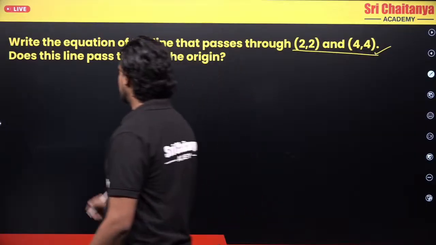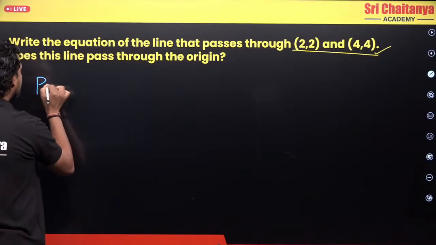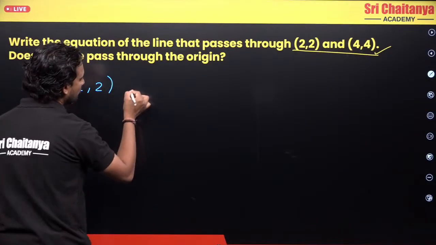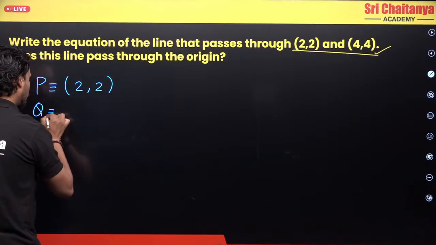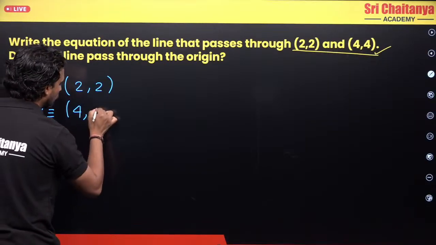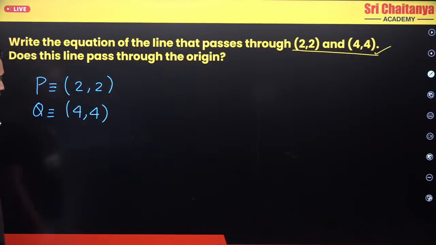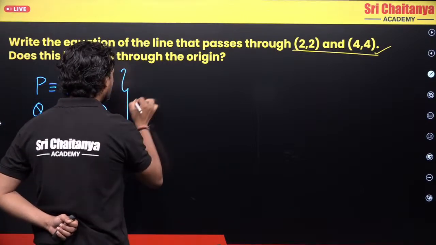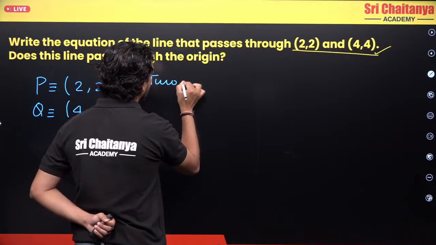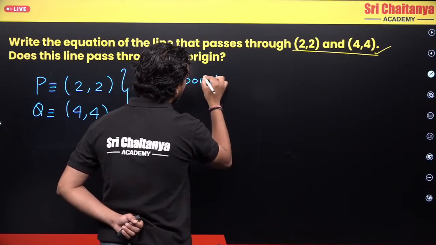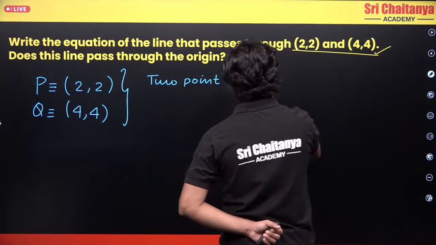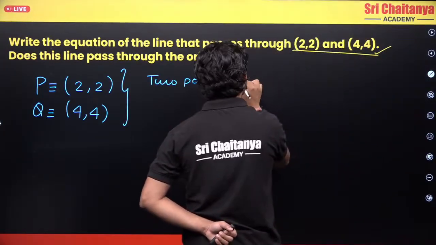Let's first write the conditions that my line passes through P, and that point P is 2, 2, and it also passes through some point Q, and the value of that Q is 4, 4. So I have these 2 points. Since my straight line passes through these 2 points, what is the equation I'll use? I will use the 2-point form to write the equation of the straight line.